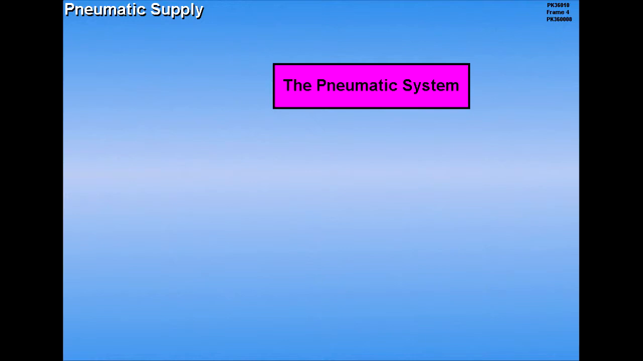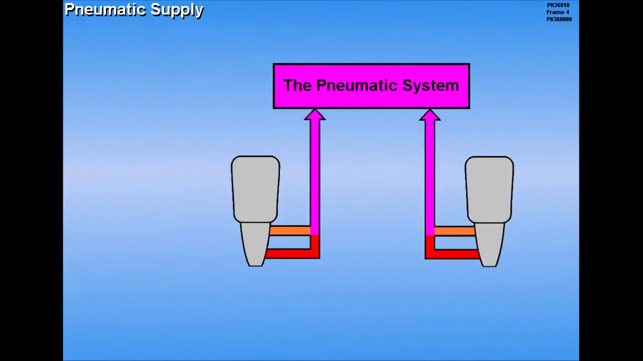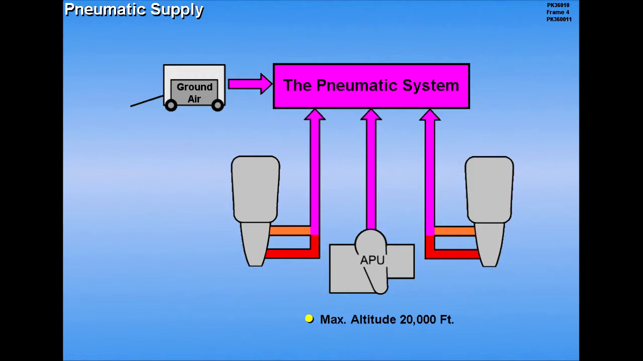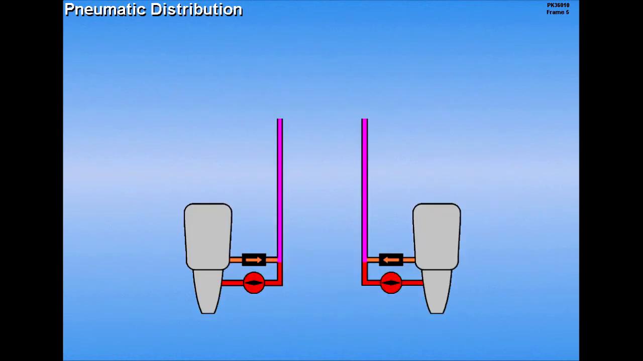Air to the pneumatic system can be supplied by the engines, APU, or a ground air source. APU pneumatics is available in flight up to a maximum of 20,000 feet. The pneumatic system is comprised of two separate ducts, left and right.